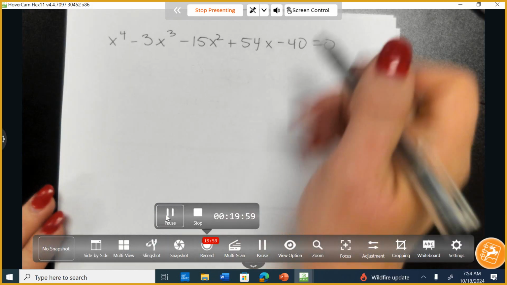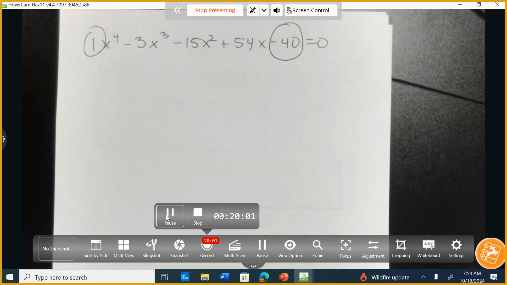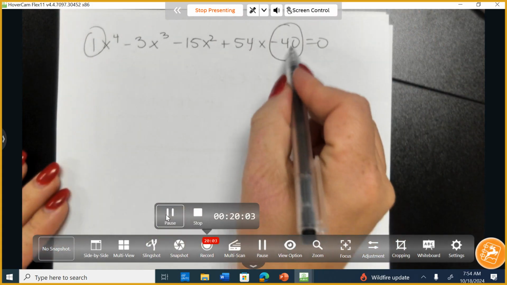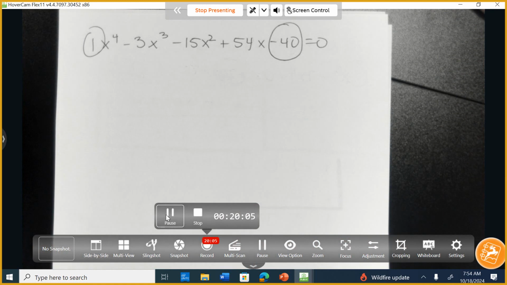Right now, we're thinking about what are the possible things. If you're like, well, what am I supposed to test? I'm not on my own. What am I supposed to test? Factors of 40. Now, if that's confusing for you, what this means is this.